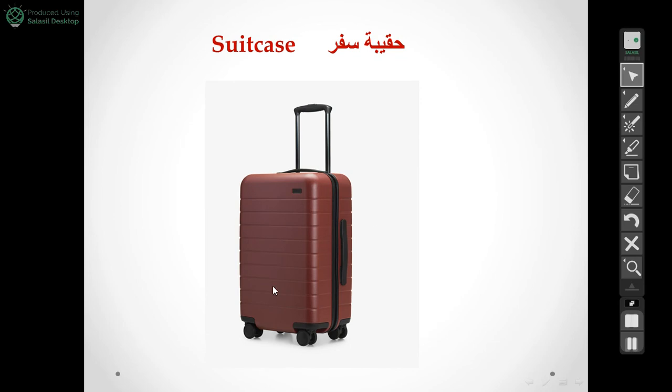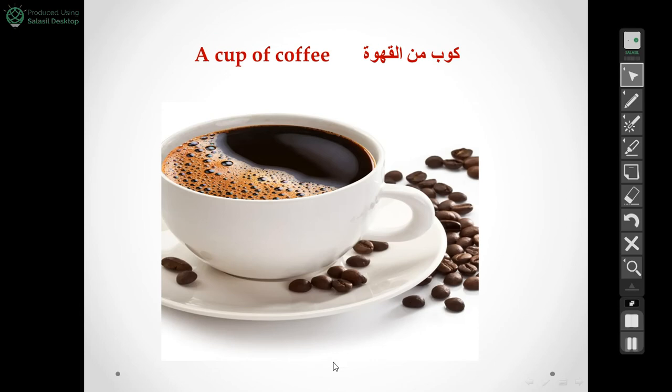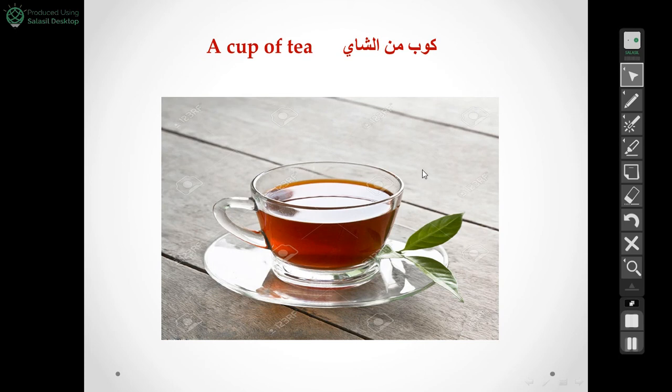Here, suitcase. Suitcase means حقيبة السفر. Repeat after me. Suitcase. This is a cup of coffee. A cup of coffee means كوب من القهوة. Repeat after me. A cup of coffee. This is a cup of tea. A cup of tea, كوب من الشاي. Repeat after me. A cup of tea.